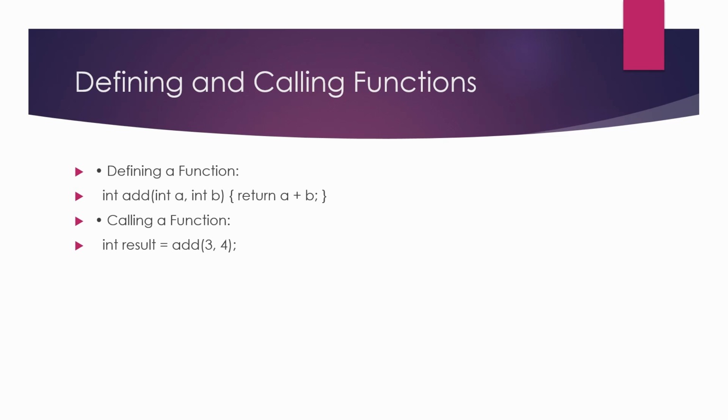Here's how we define and call a function. To define a function, we specify its return type, name, and the parameters it takes. For example, the function add takes two integers and returns their sum. When calling the function, we simply pass the required arguments, like in add(3, 4), and get the result.